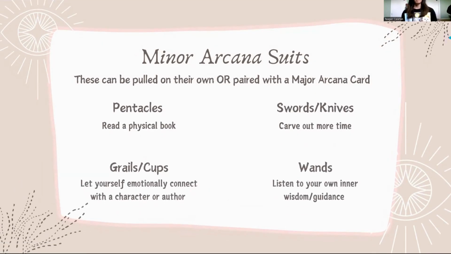So these are for the minor arcana cards that can be either taken out altogether or they can be pulled on their own or with the major arcana cards. So if someone pulls a pentacle card, there's a bunch of different numbers going up in the pentacles, any pentacles is telling you to read the physical book, if it's possible to check out a physical book and read it.